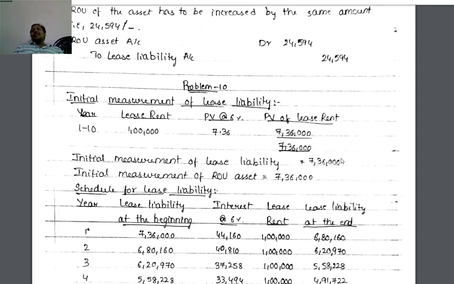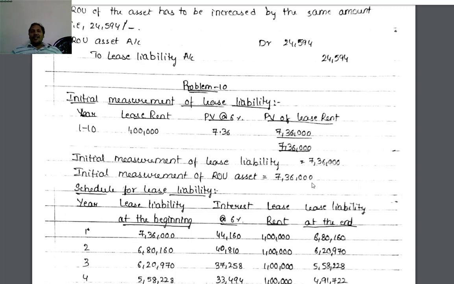Now, the initial value of the right of use asset: initial measurement of lease liability, plus any direct costs incurred by the lessee, nothing is there, plus any payment made to the lessor before commencement of lease, nothing is there, plus cost of restoration or dismantling, nothing is there. So straight away 7,36,000, whatever the initial lease liability is, the right of use asset also is to be created for 7,36,000. Now at the end of the fifth year, that is the beginning of the sixth year, there is a modification.